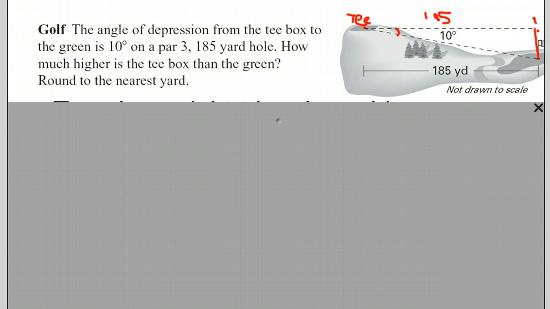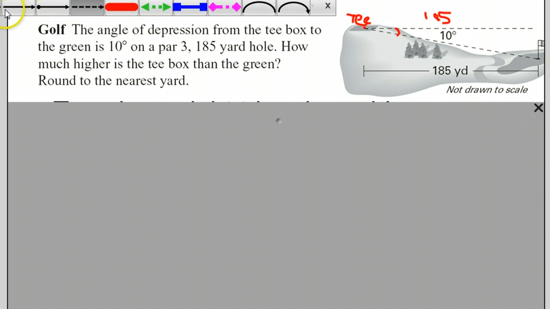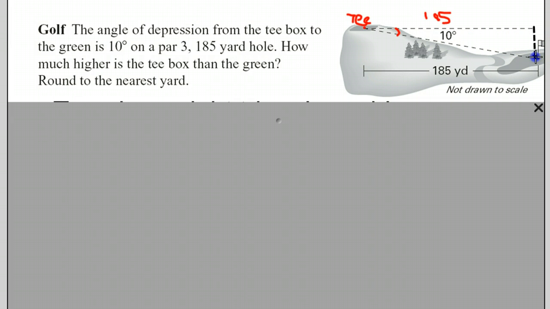As you can see, even though I didn't do a good job of drawing it, this is actually a right triangle, because we want to know how high the tee box is above the green. We're trying to find this side of a right triangle, and they want us to round our answer to the nearest yard.